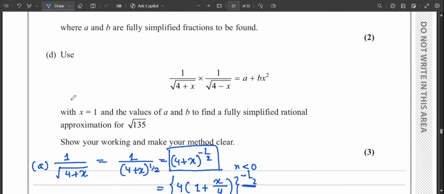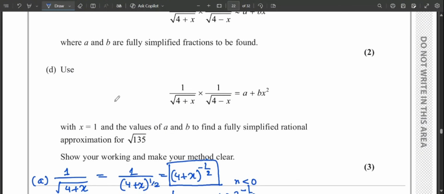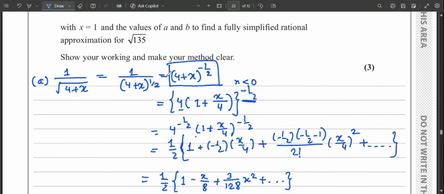Okay, so we can start solving this. For part D, we have the expression from part C, which is 1 by root over 4 plus x, into 1 by root over 4 minus x, is actually equal to 1 by 4 plus 1 by 128 x square.